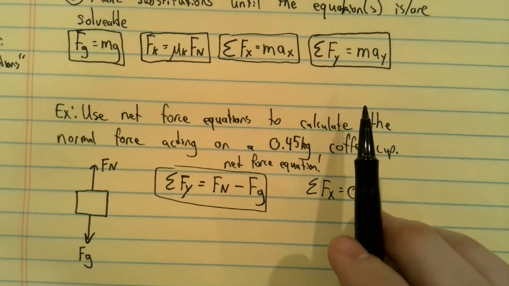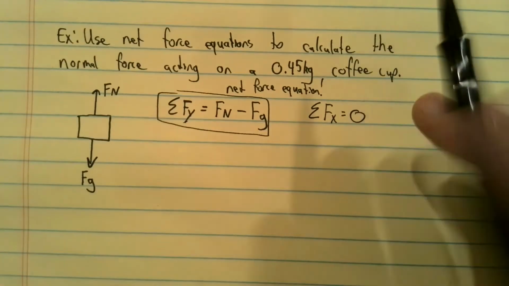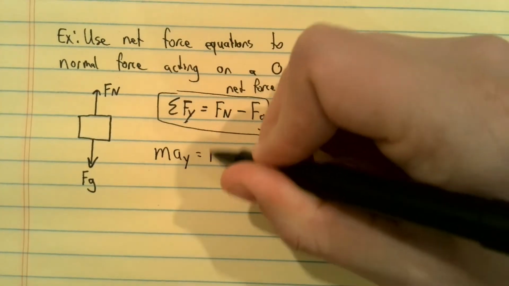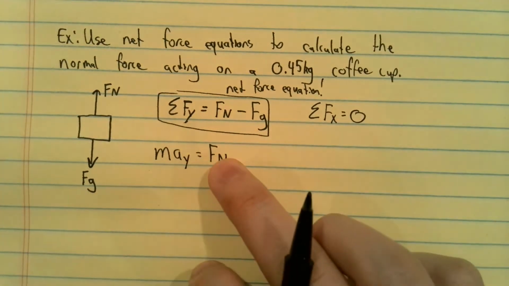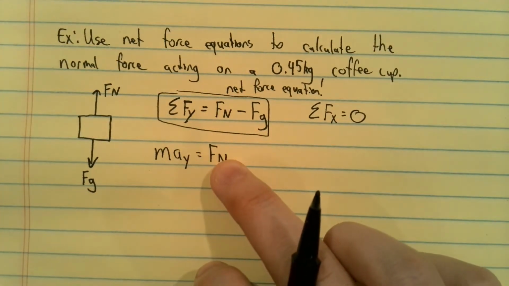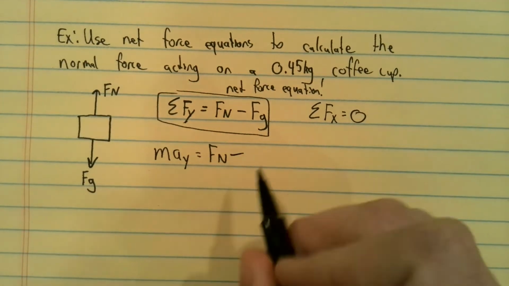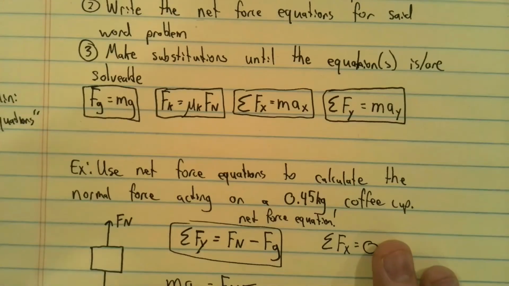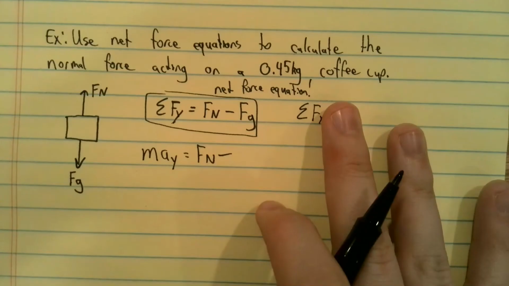Yes, it is right here. Sigma Fy is the same as may. So I'm going to make that substitution here. Fn, I can't substitute anything in for Fn, so I'll leave it as it is. What about Fg? Could I represent that in another way? Look at that. Fg equals mg. So I'll plug in mg.